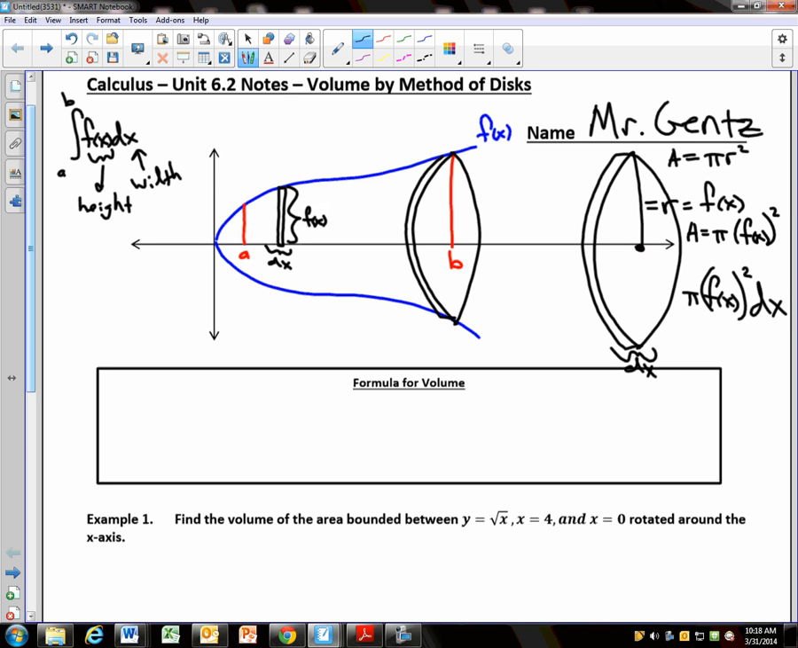How many of those will we add up? An infinite number. In order to get that infinite number, we will simply run it through the integral.